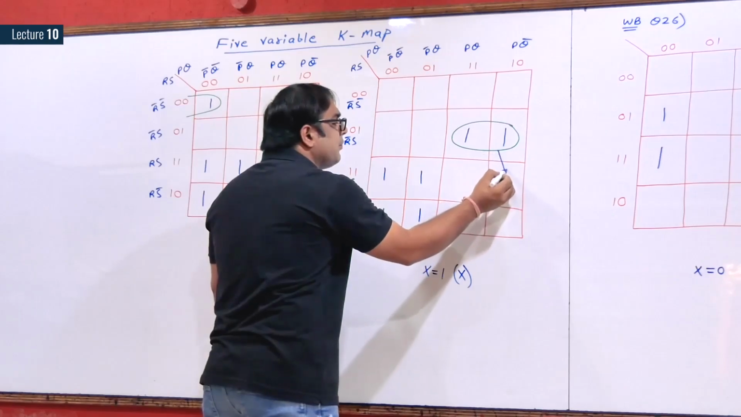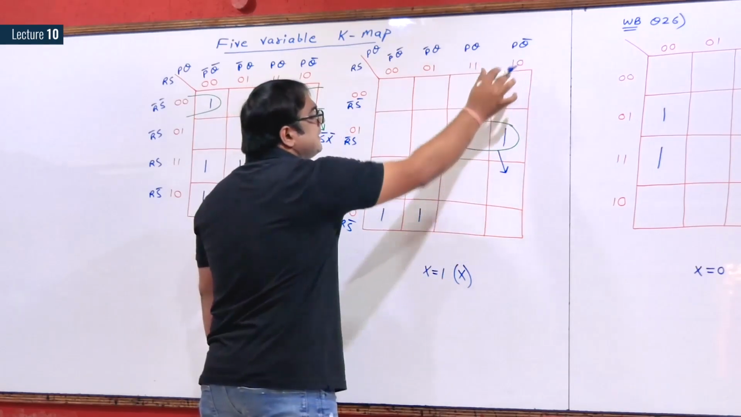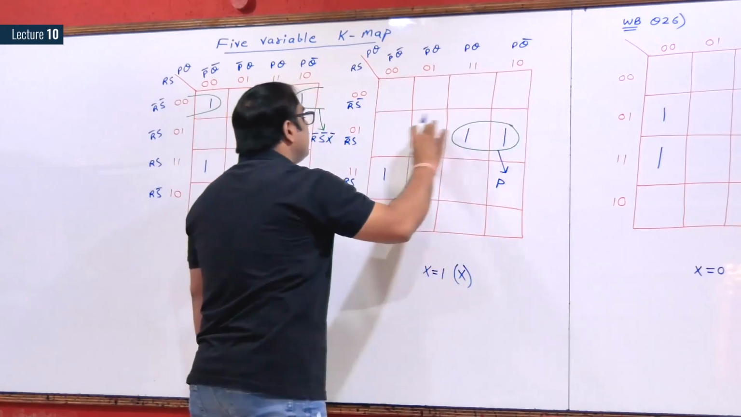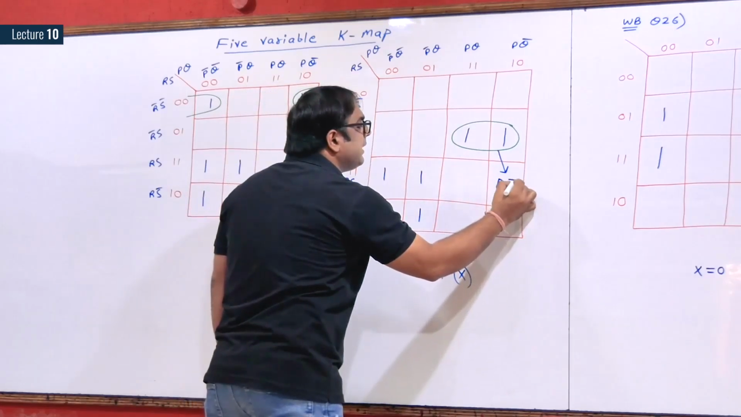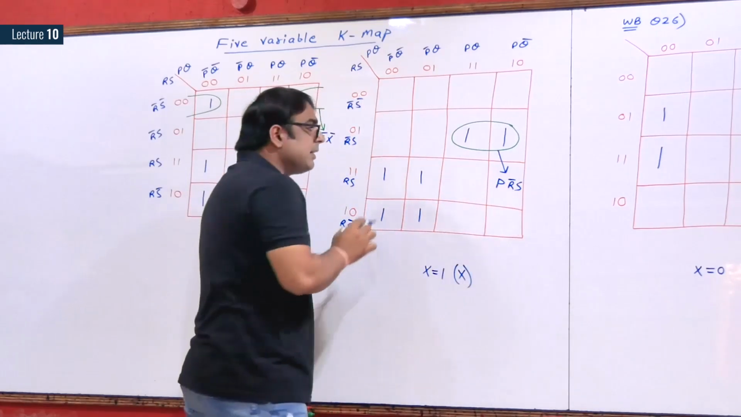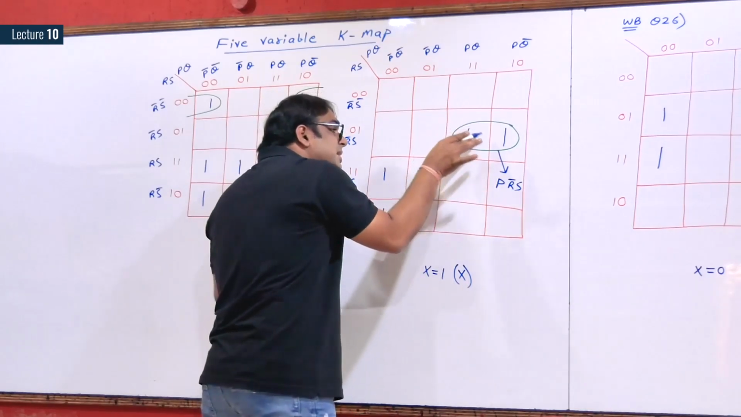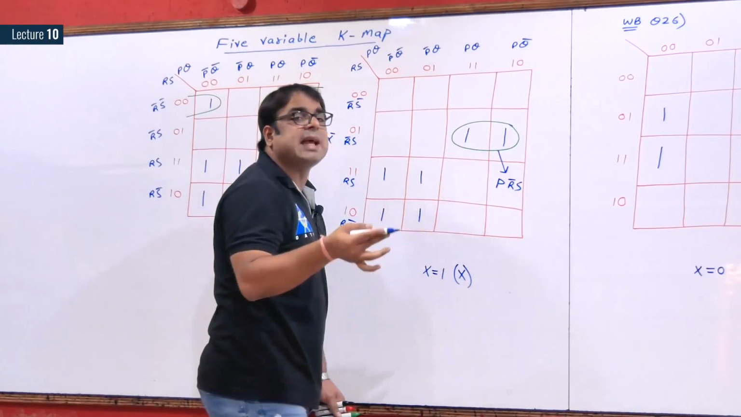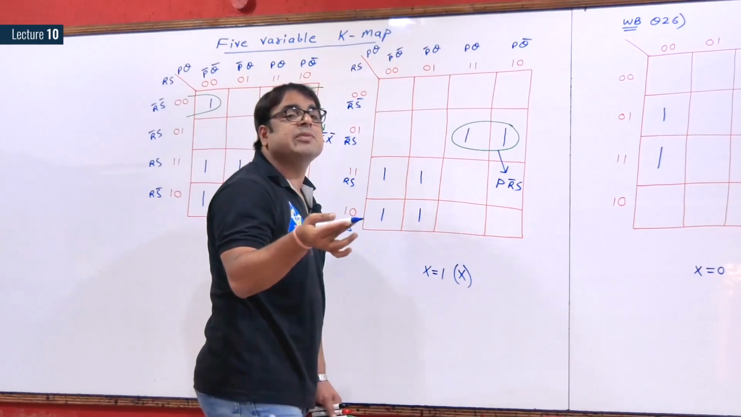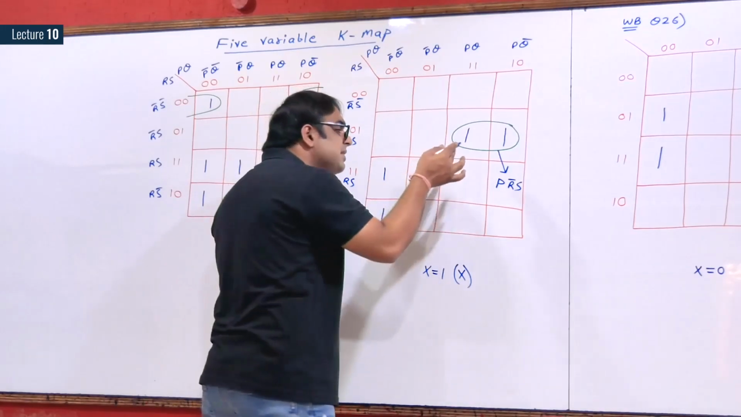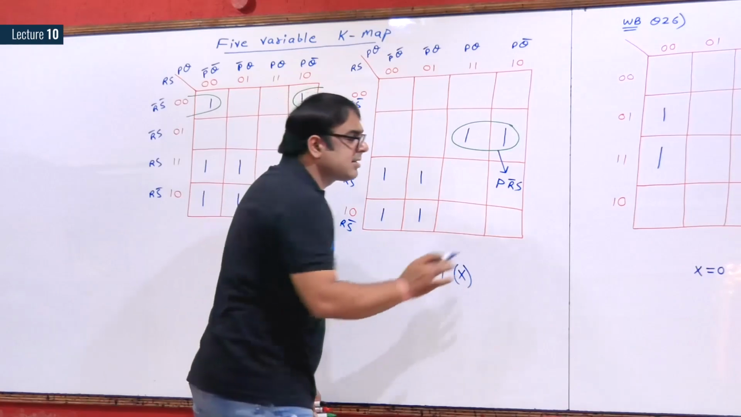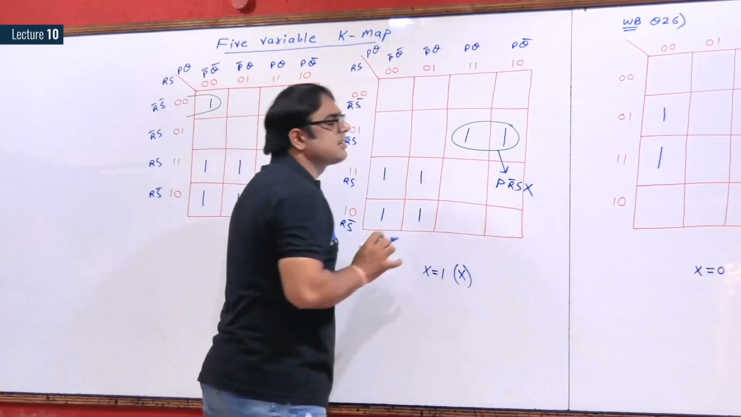What is the term for this one? From here, P is common. From this side, R complement S is common. This is the term for this pair. Now, is this pair associated with x or with X complement? Obviously, it is associated with x, so I will write x here.